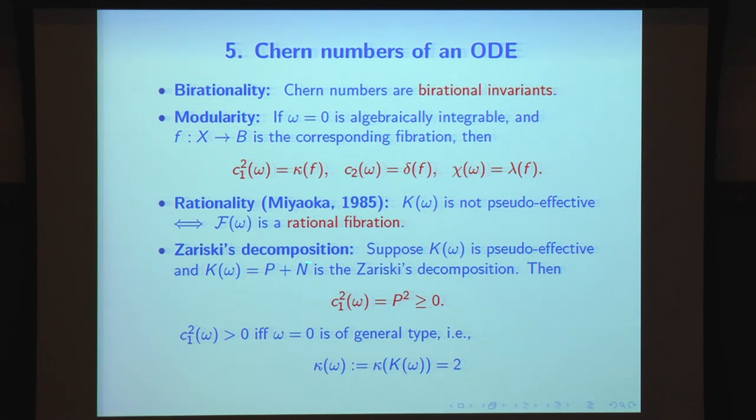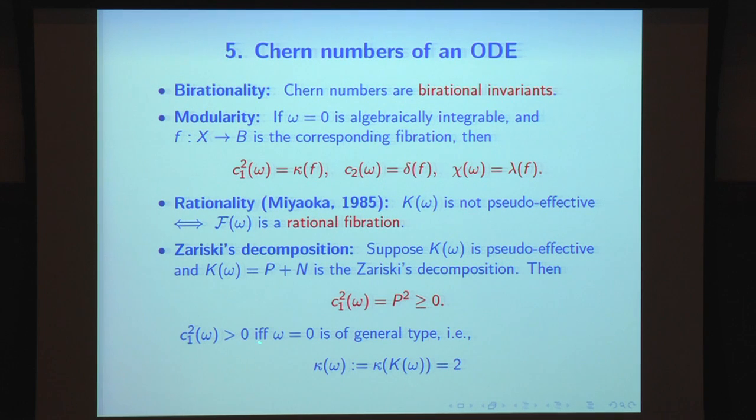Okay, the Zariski decomposition I mentioned before. Suppose omega is not in this case, in Miyaoka's case, then K omega has a Zariski decomposition. P is the positive part, N is the negative part. In this case, our first Chern number is exactly the self-intersection number of P. So from this, we can say that C1 squared is non-negative. C2 is non-negative from the definition. So chi-F is also non-negative.